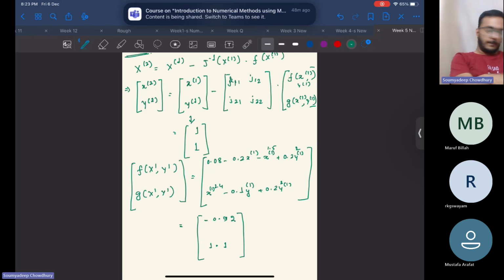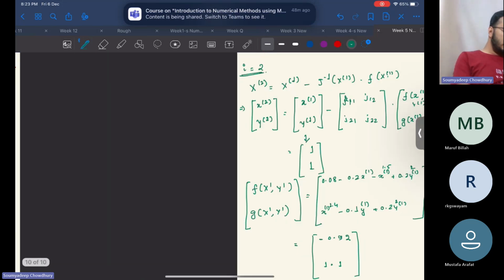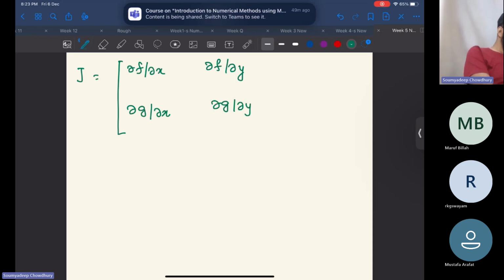Up to this, any doubts? Okay. So, the Jacobian matrix you have to find out, right? So what was my Jacobian matrix? It is dou f by dou x, dou f by dou y, dou g by dou x, dou g by dou y. First, I'll write it in terms of the expressions only.